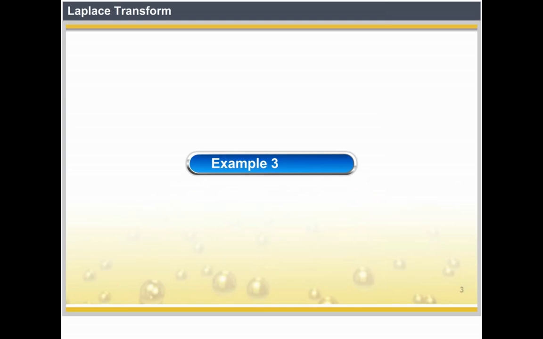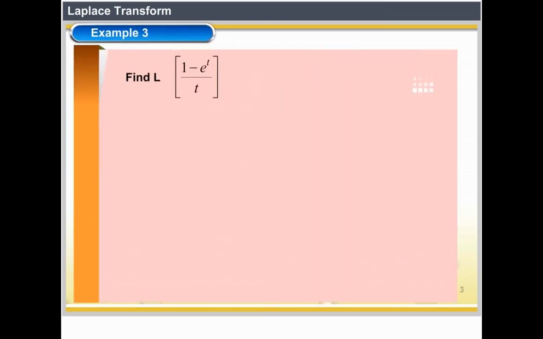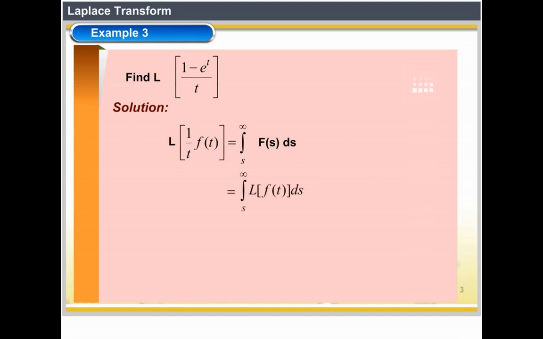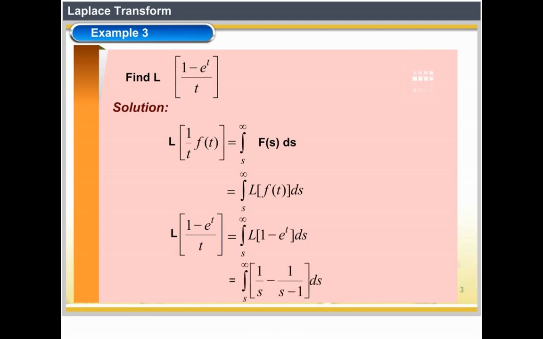Example 3. Find L of (1 minus e^t) divided by t. Solution. L of 1/t times f(t) equals the integral from s to infinity of F(s) ds, equal to the integral from s to infinity of L of f(t) ds. Then L of (1 minus e^t)/t equals the integral from s to infinity of L of (1 minus e^t) ds, equal to the integral from s to infinity of 1/s minus 1/(s minus 1) ds.